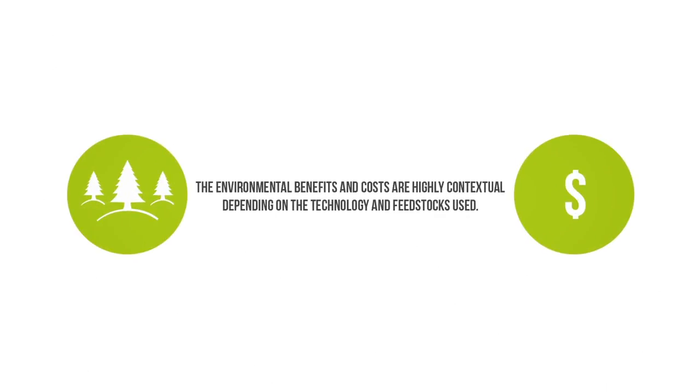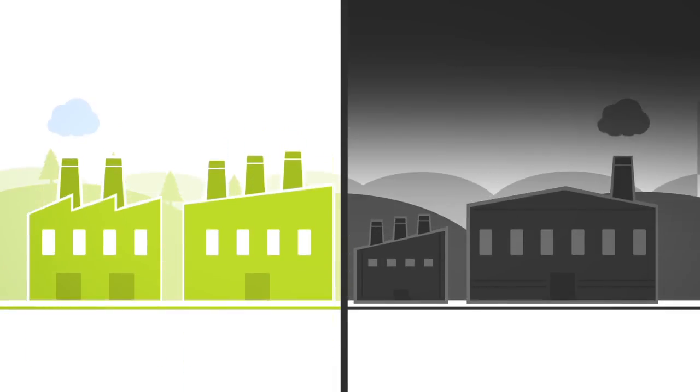The environmental benefits and costs are highly contextual depending on the technology and feedstocks used. While some biomass processes, such as waste-to-energy, are touted for their lower carbon dioxide emissions, some processes, such as combustion, release carbon dioxide and particulate matter that are a significant concern for human health.